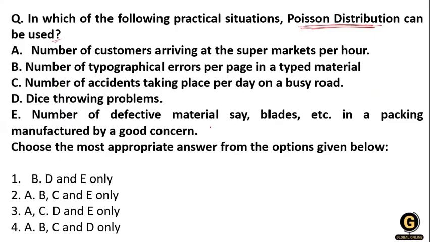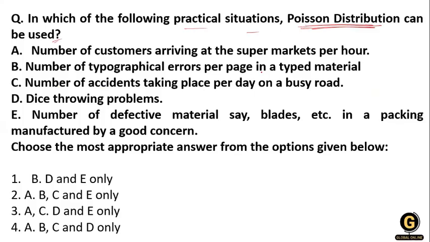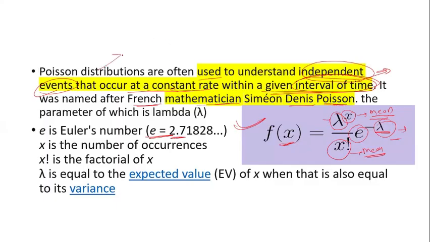Now let's move on to the question: the practical situation where the Poisson distribution is to be used. You know that the Poisson distribution is on the basis of an interval and a constant trend on independent events. And one more thing, the Poisson distribution also has a small rate of occurrence, which means there is a chance of occurrence at a very small rate.